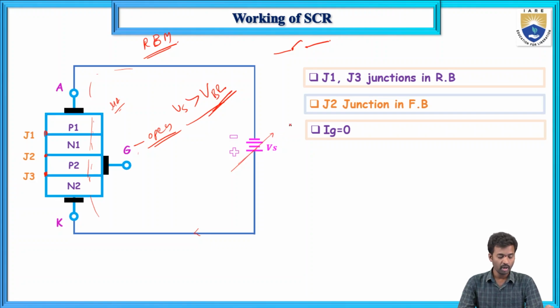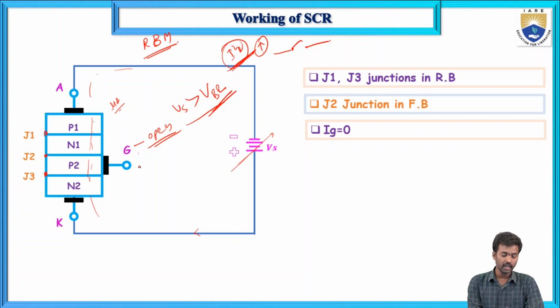Now what will happen when the voltage is increased further? The current is independent of the supply voltage, and a huge amount of current flows. A huge current means I squared R power dissipation across the thyristor SCR, and that power dissipation means the temperature will increase. When the temperature increases, the device will be damaged.